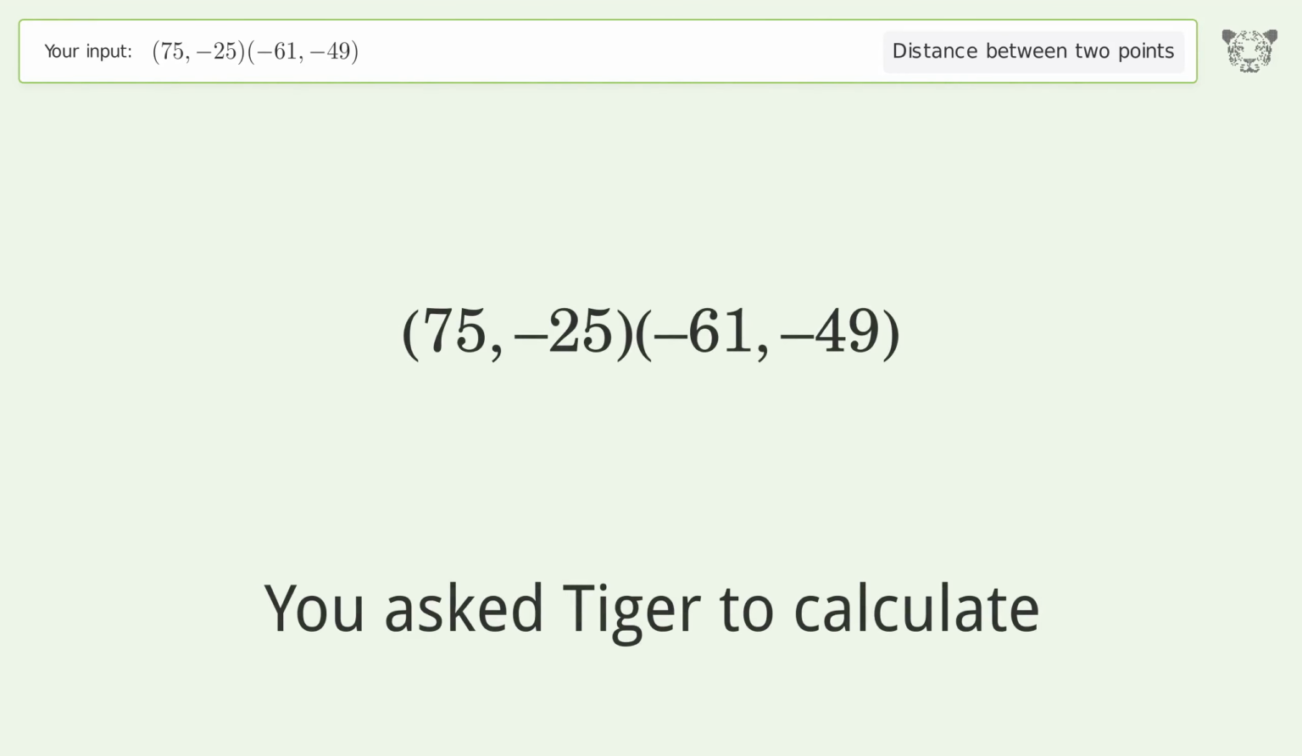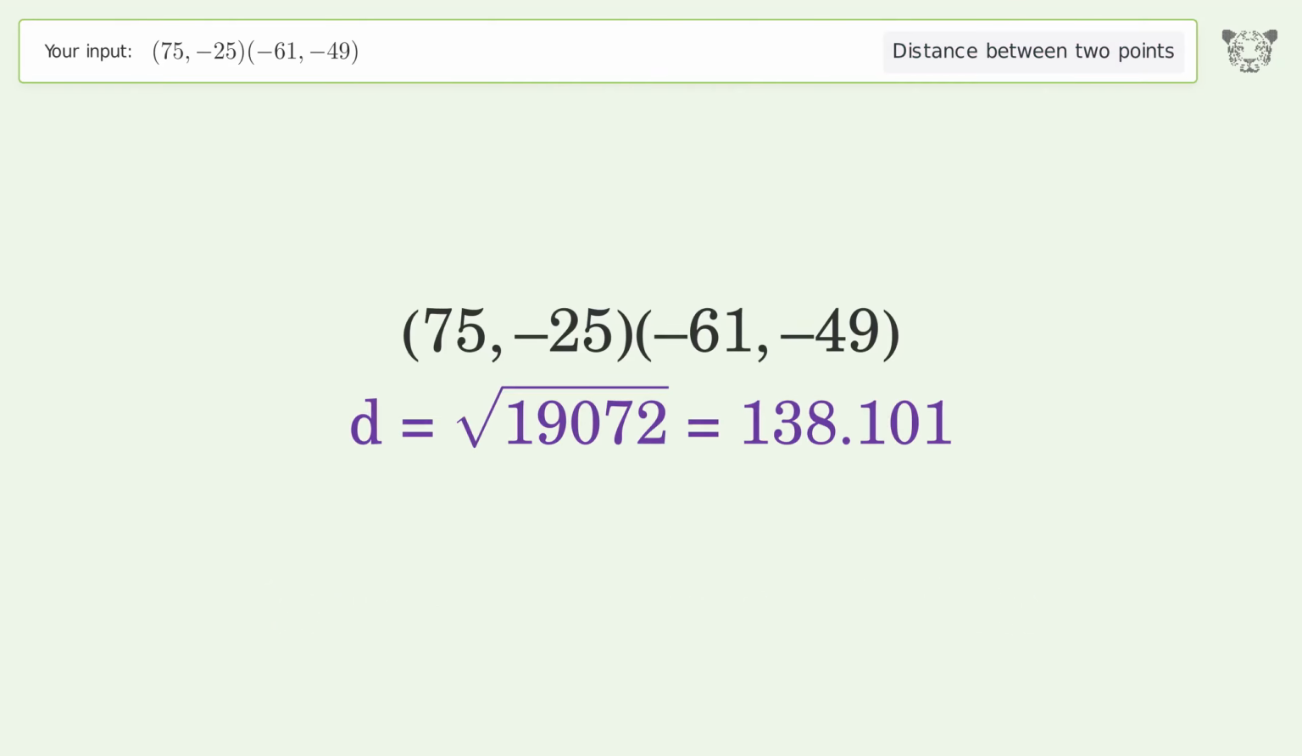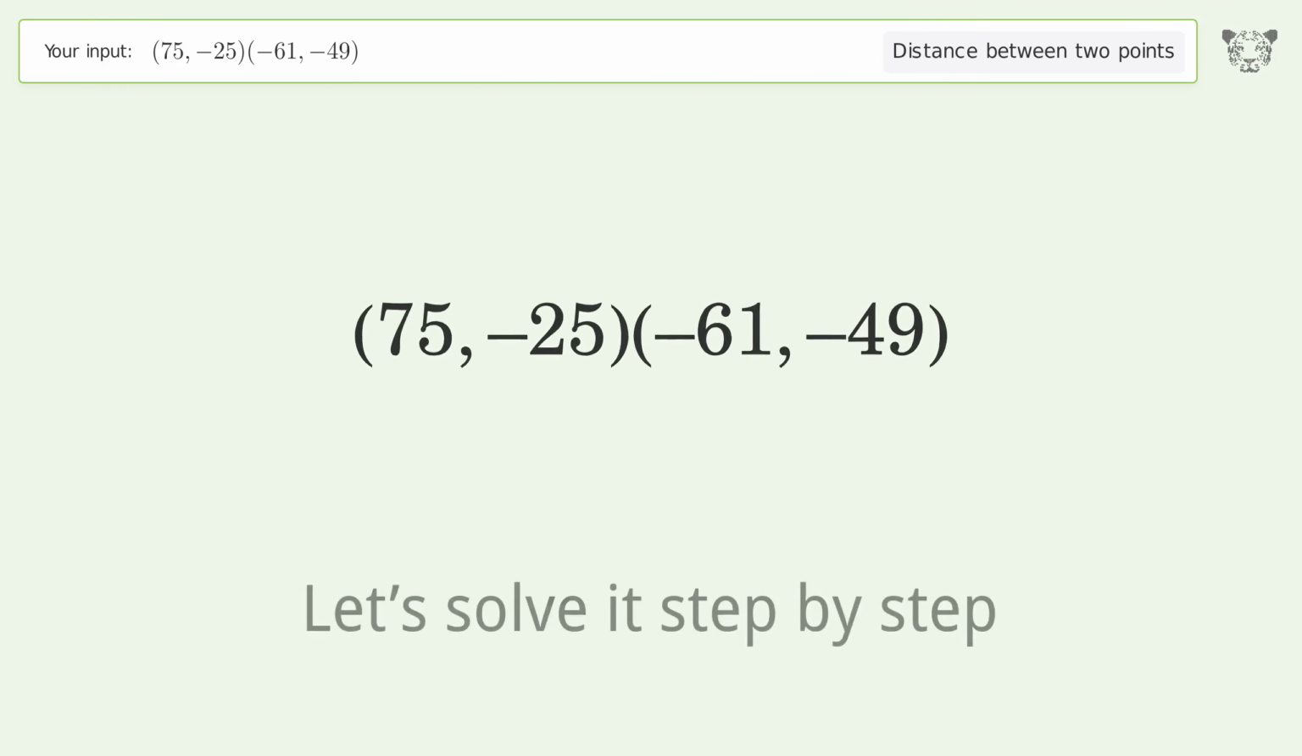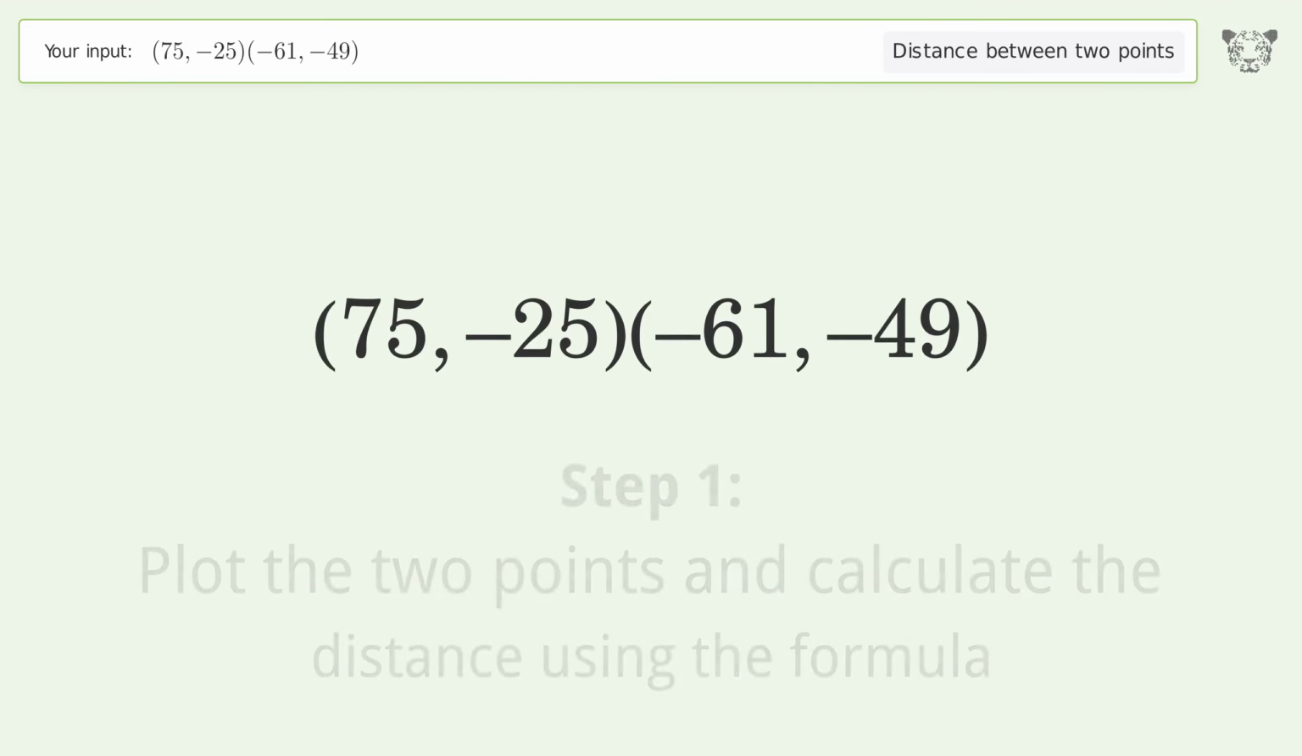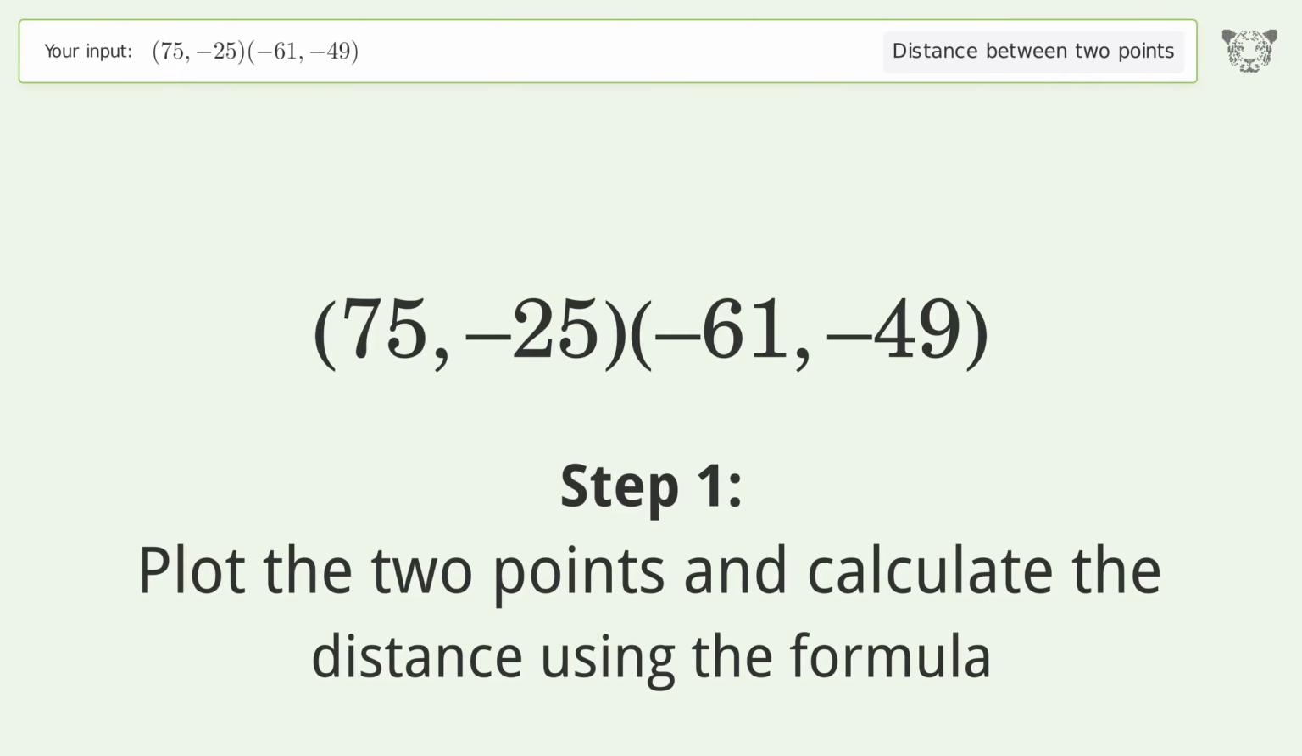You ask Tiger to calculate. This deals with the distance between 2 points. The distance between the 2 points is the square root of 19,072 or 138.101. Let's solve it step by step. Plot the 2 points and calculate the distance using the formula.